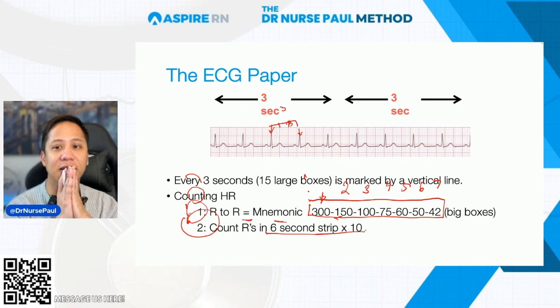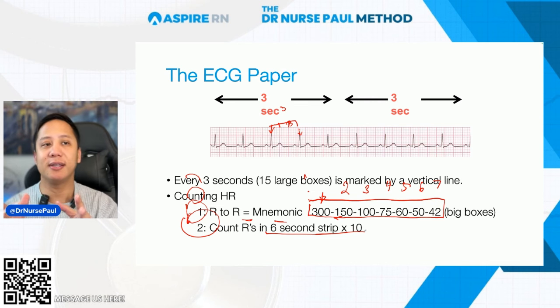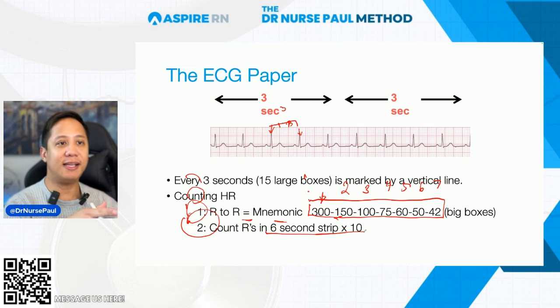How many seconds? Large box. Large box is how many seconds? 0.20. Agree? Yes? And five large boxes is how many seconds?